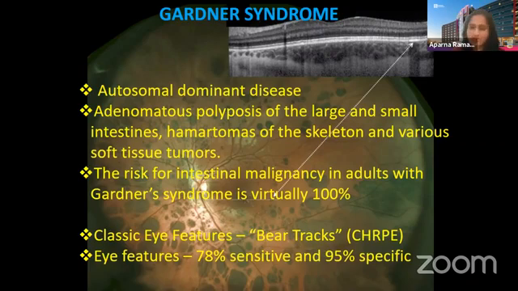The classical eye feature is the bear tracks that we just saw. The eye features are 78% sensitive and 95% specific. If you do a gene test for Gardner's syndrome, even that is not as specific as the eye feature. So because it's an autosomal dominant condition, it's good to check the entire family for ophthalmic features. Probably this is the only condition where I would look at somebody's fundus and say you need a prophylactic colectomy. But what I want to emphasize is it's a very specific finding for Gardner syndrome.